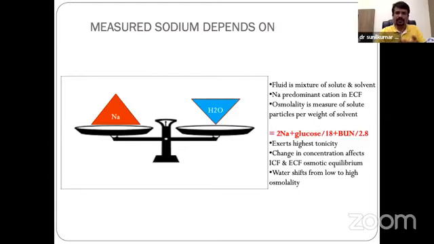Okay. So body fluid is a mixture of solute and solvent, and sodium is the predominant cation in the extracellular fluid, and sodium is the one which exerts the highest tonicity to the plasma or extracellular fluid. And osmolality is nothing but solute particles per weight of solvent. And with any change in this osmotic equilibrium, there is a water shift from lower to higher osmolality.